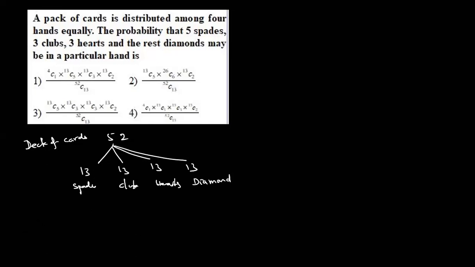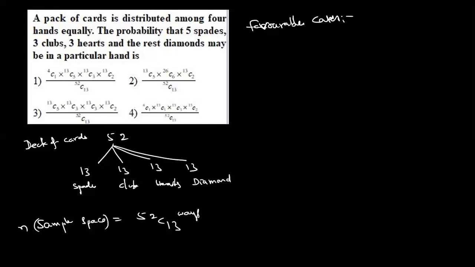So number of ways, sample space directly. What is the answer? You have to choose 13 cards out of 52, so 52 C13 ways you can distribute them. Fine. So favorable cases, anyone? What are they?